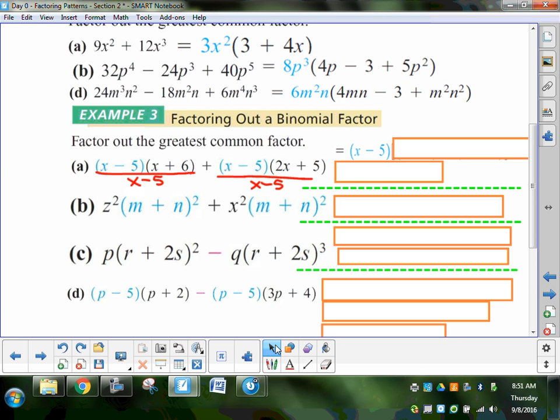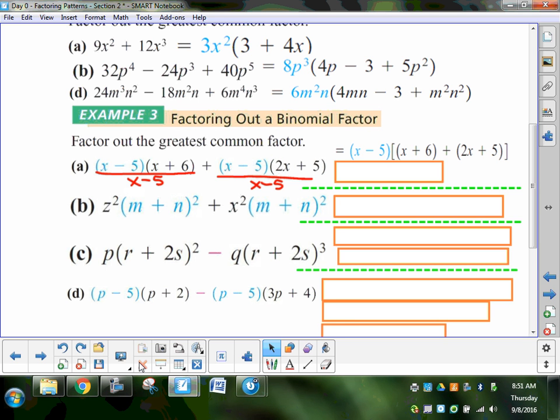On the left side, I would be left with the quantity x plus 6. So I list that out. Remember, brackets are just secondary parentheses. Then I've got a plus sign there. Now on the right side, I'm also going to have to divide out the x minus 5. And again, understand the word common means that everything has it, not just some of it. So we're going to divide out the common factor that leaves me with 2x plus 5.